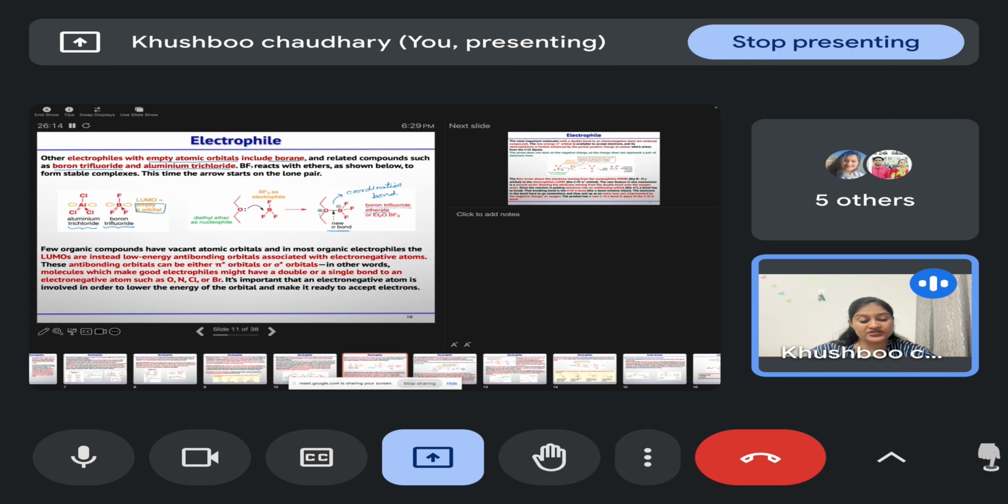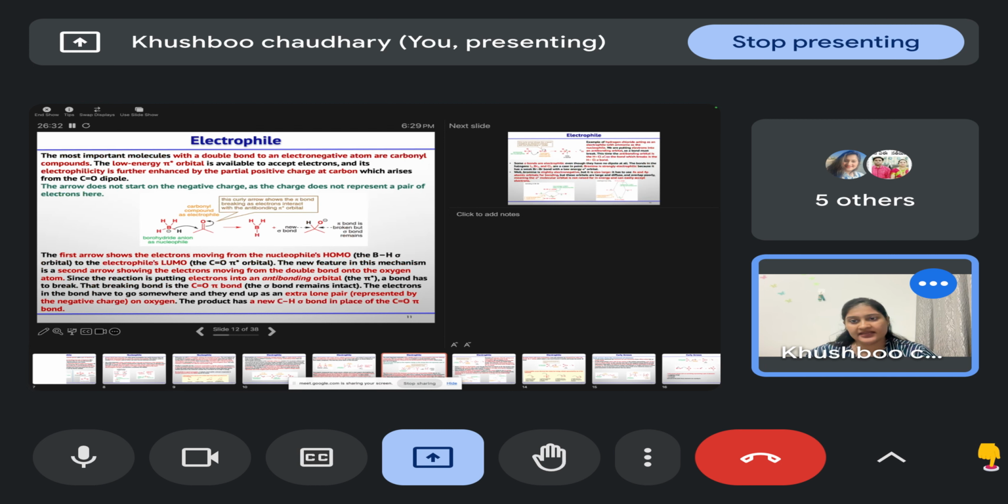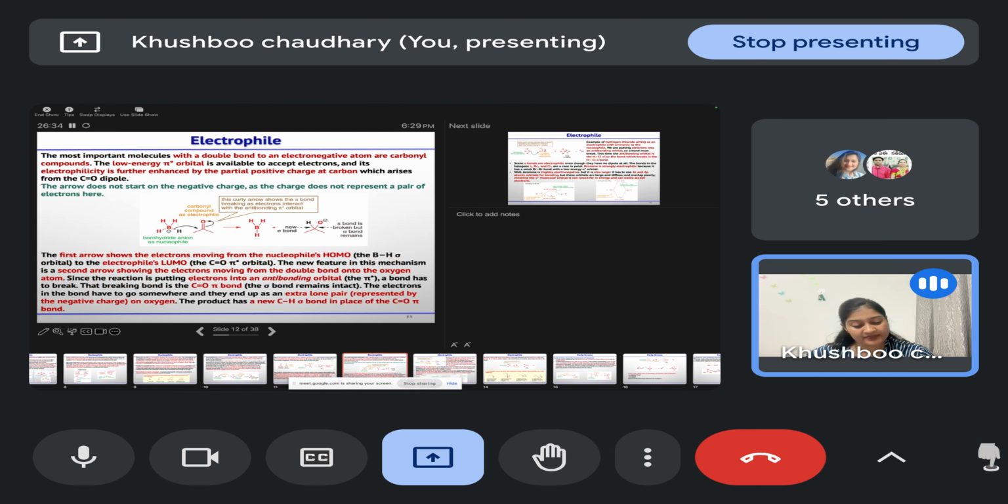And for using this complex in a lab also, it is provided in this mixture only. Then a few organic compounds having vacant atomic orbitals like pi star orbital or sigma star orbital can also act as electrophiles. For example, in the case of the carbonyl carbon, we have a carbon that is positively charged and an oxygen that has partial negative charge.